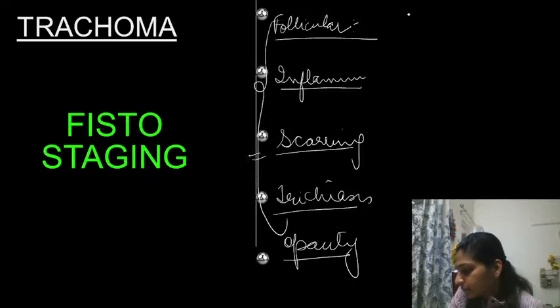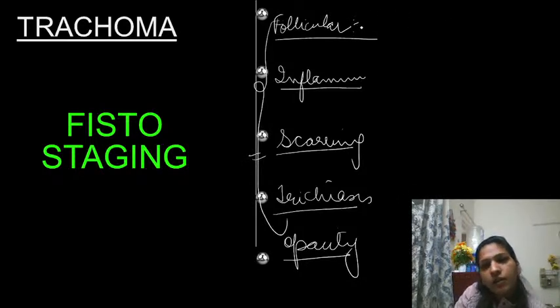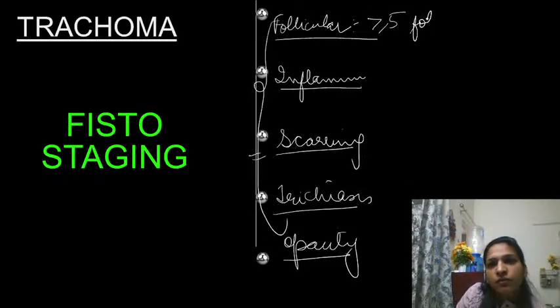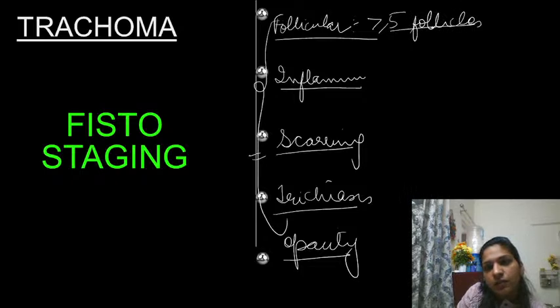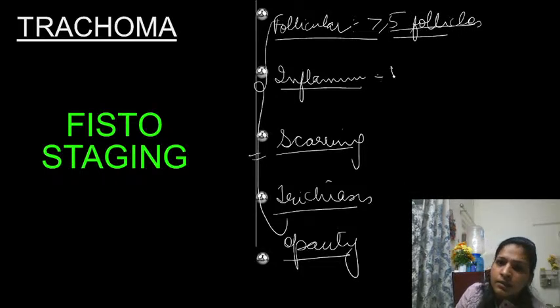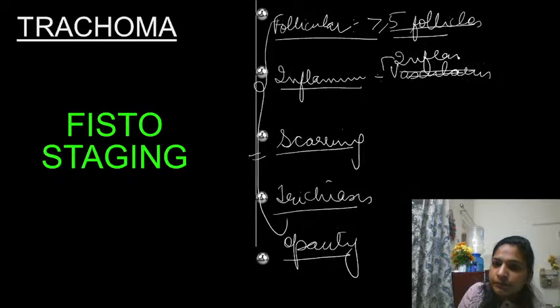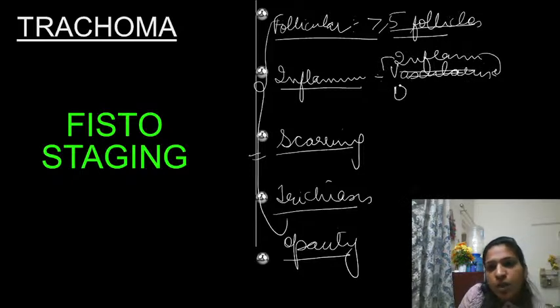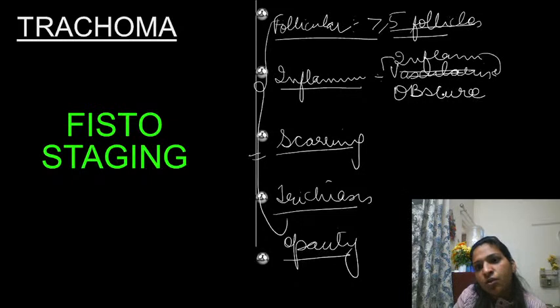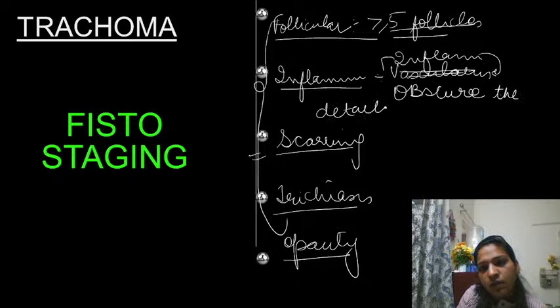Follicles: five or more than five follicles should be present. Okay, and in this vascularization is present, inflammation is present, and it obscures the details of underlying vessels. It should be to such an extent that it obscures the details of the underlying vessels.